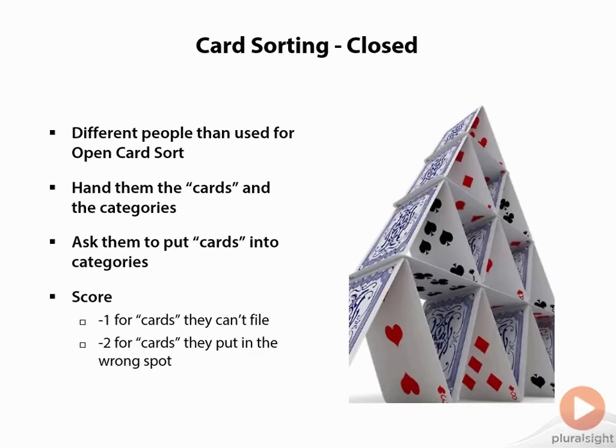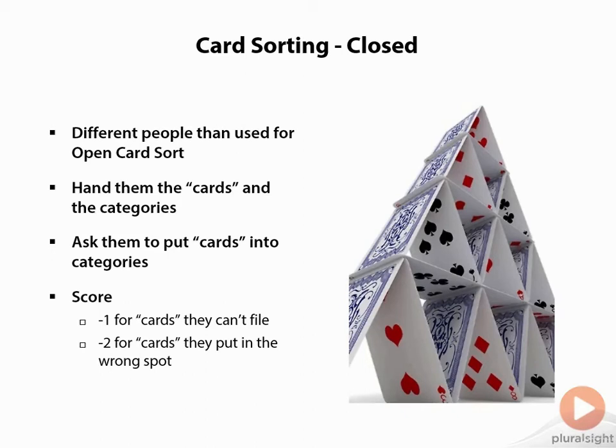Testing an open card sort is easy. We just turn the process over. We get a different set of folks than did the open card sort. We hand them the cards and the categories. And then we ask them to put the cards into the categories. So basically, we've flipped over the process, and they're trying to put things into place.